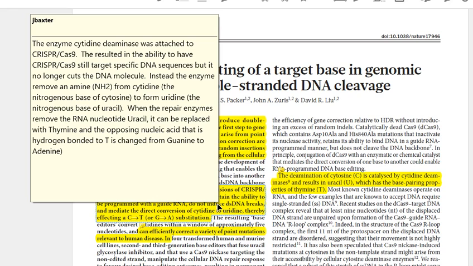So when repair enzymes from the cell remove the RNA nucleotide uracil, they replace it with thymine, because the cell knows, hey, that's uracil. Uracil is only in RNA, it's not in DNA. Let's replace that with thymine. And then on the opposing strand of the DNA molecule, remember thymine's normally bonded to adenine. So if we change a C to a T, the other side of that molecule that it's hydrogen bonded to is going to change from guanine to adenine, from G to A.